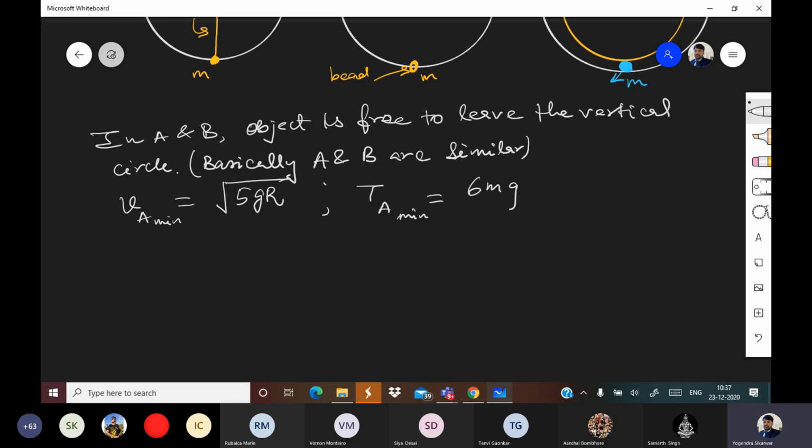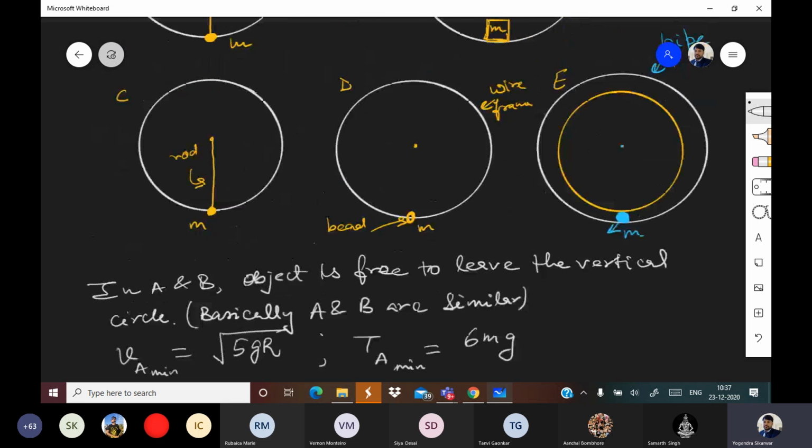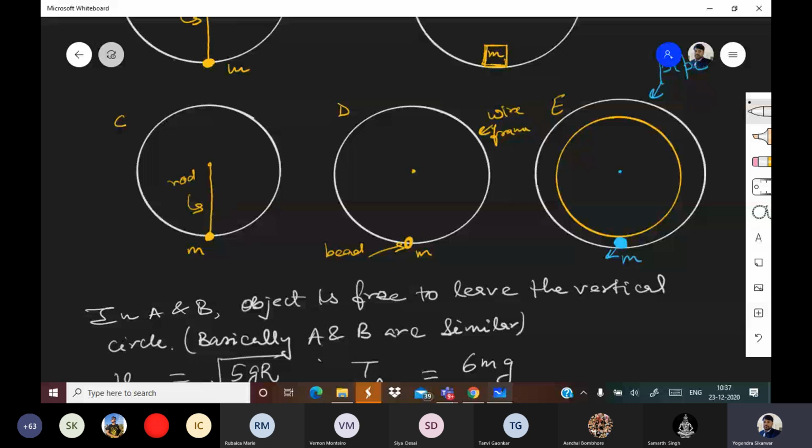And that is 6 mg. A means lowest point. This is A, this is A. So in A and B cases, the velocity required at the lowermost point to complete the vertical circle is root 5 GR.